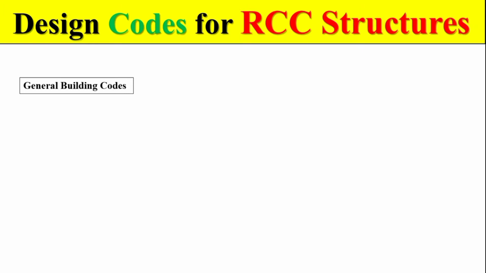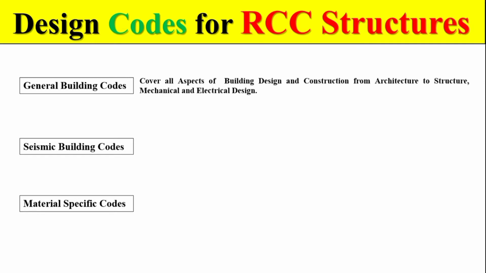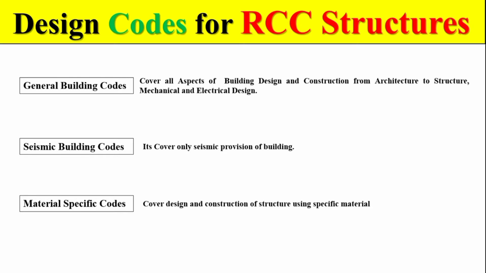The first code is called the general building codes, the second is called the seismic building codes, and the third one is called the material specific code. Basically the general building codes cover all aspects of the building design and construction, from architecture to structure, mechanical and electrical design. The seismic building codes cover only the seismic provisions of the building, while the material specific code covers the guidelines about the materials we use in different types of structure.